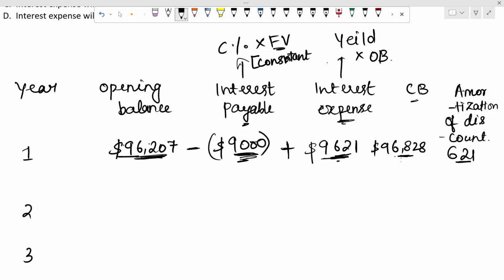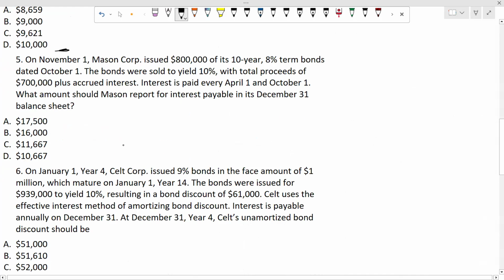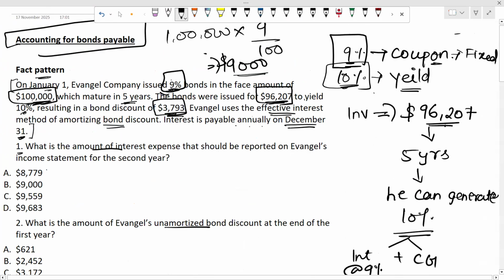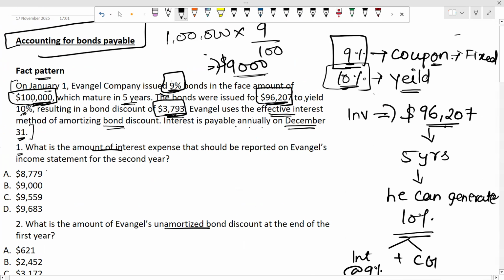Now, what is the 621? How to interpret it? Listen, the company issued the bonds at a discount of 3793. Now, what they are supposed to do is this $3793 of discount has to be amortized over the period of 5 years. So in the first year, they have amortized $621 of discount.